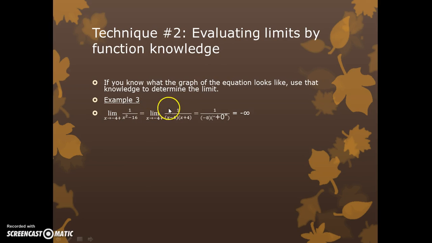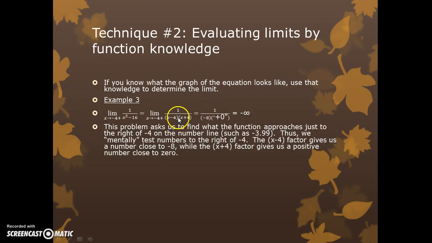When we factor our denominator, we are left with the limit as x goes to -4 from the right of 1 over x minus 4 times x plus 4. This is a rational function that's going to have some sort of a vertical asymptote at -4. So when we try to plug in -4, we notice that we get a -8 with the first factor and a number that's a little bit above 0. What I indicate there as a positive 0.